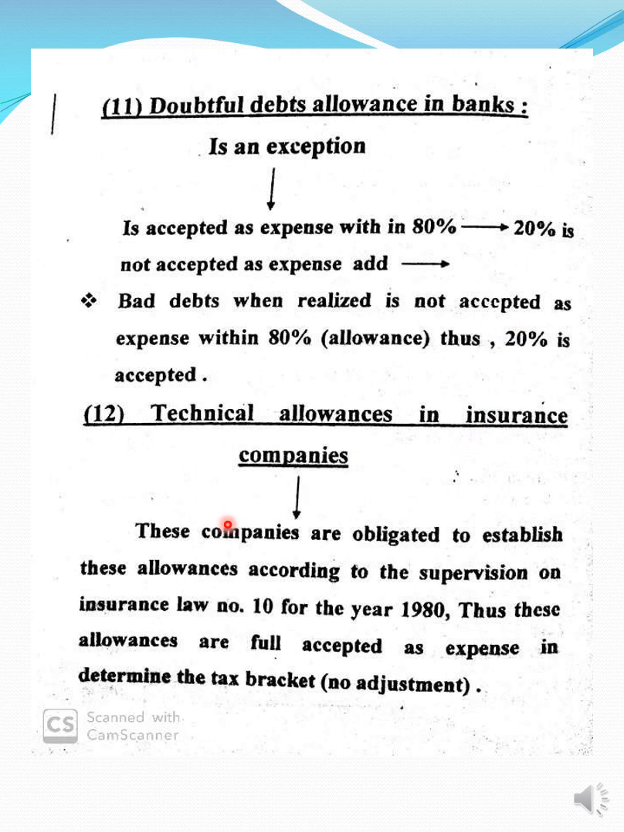Number 12, technical allowances in insurance companies. These companies are obligated to establish these allowances according to the supervision on insurance law number 10 for year 1980. Thus, these allowances are fully accepted as expenses in determining the tax bracket. So if I get technical allowances in insurance companies only, they are all fully accepted without a limit, because there is a law that guarantees that.